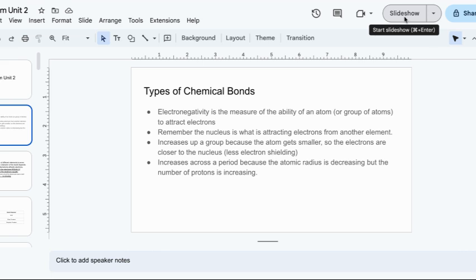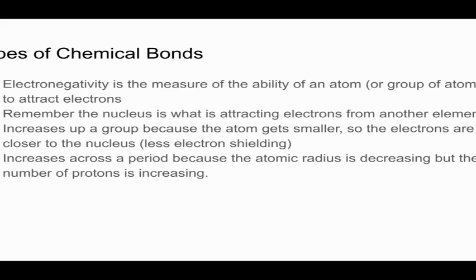So we talked about electronegativity as one of our periodic trends. And by definition, it's the measure of the ability of an atom or a group of atoms, if we're talking about something with a polyatomic ion, to attract electrons. The thing that's attracting the electrons is the nucleus of that atom, attracting the electrons from another element. This trend is going to increase up the group and increase across a period.